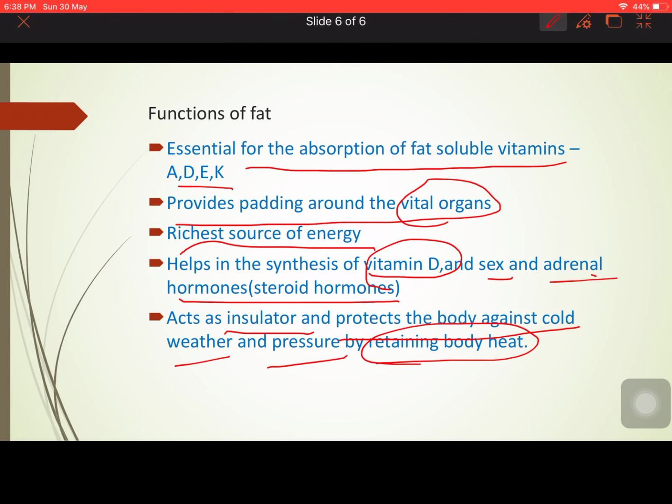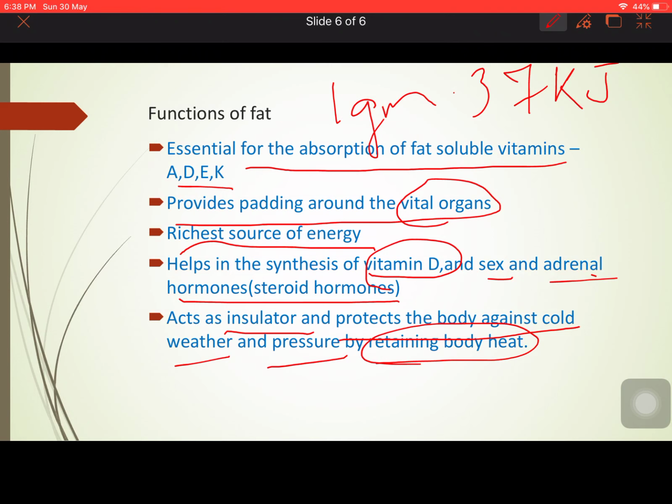Now, how much energy does 1 gram of fat produce? 1 gram of fat on oxidation provides 37 kilojoule of energy. So from 1 gram of fat we get 37 kilojoule of energy. Okay, kilojoule of energy. And 1 gram of fat releases 9.45 kilocalorie of energy. So remember these facts, because these will be coming in your short questions.